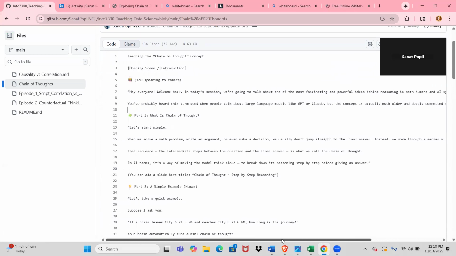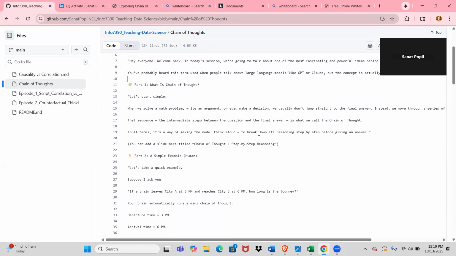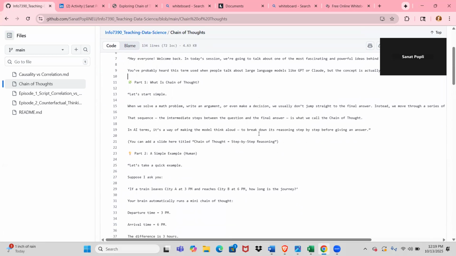If I talk about part one, that is, when we solve a math problem, write an argument, or even make a decision, we usually don't jump straight to the final decision. Instead, we move through a series of reasoning steps to reach the conclusion, and we follow a protocol of how to solve this step by step. For example, let's take an example of a train. You have to take a train from Boston and reach New York. It might start at 3 p.m. and you will reach New York at 6 p.m.